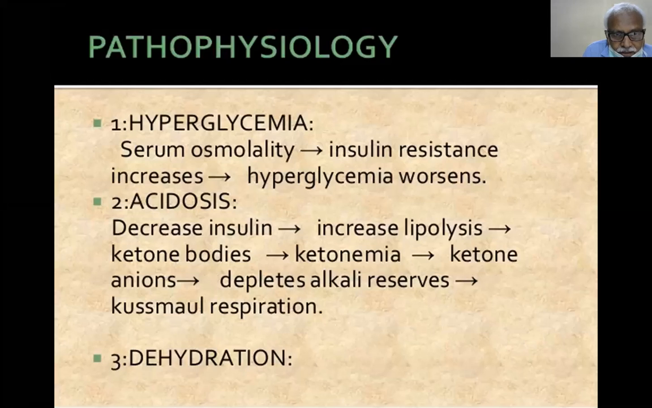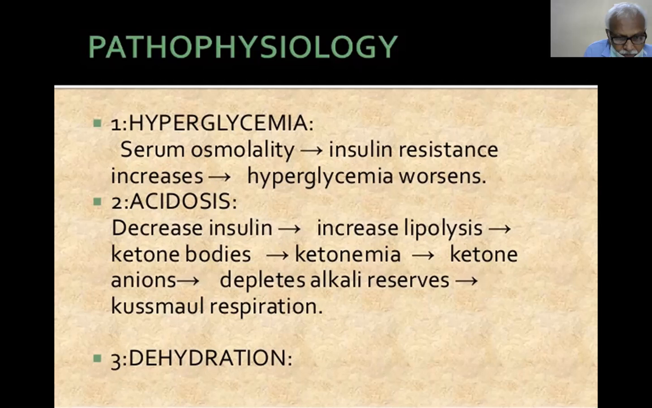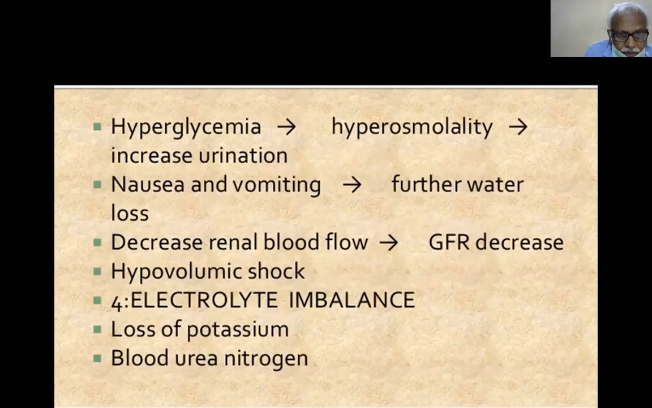Hyperglycemia will lead to increased serum osmolality, and this serum osmolality will increase the insulin resistance, and that will increase the hyperglycemia, and hyperglycemia worsens. And the decreased insulin leads to increased lipolysis, and that leads to increased production of ketone bodies, and that leads to ketonemia, and ketone anions will deplete the alkali reserves, and that leads to Kussmaul respiration. And dehydration is the ultimate result.